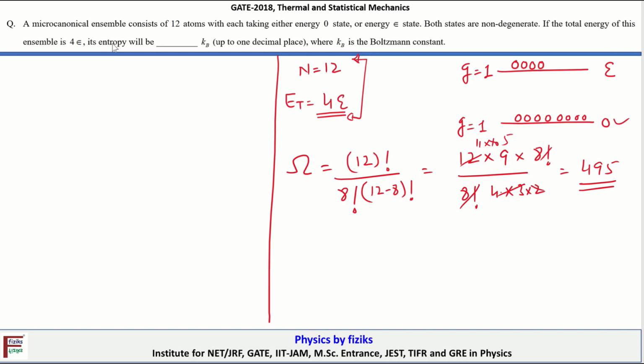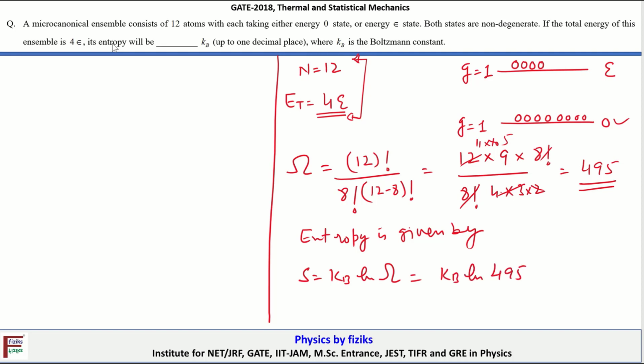We haven't yet obtained the entropy. The entropy is given by the Boltzmann equation, S is equal to Kb ln omega. So that is equal to Kb ln 495, and evaluating the value of ln 495, this is equal to 6.2 Kb. So therefore here it is 6.2. That's our answer. So this completes the solution for this problem.